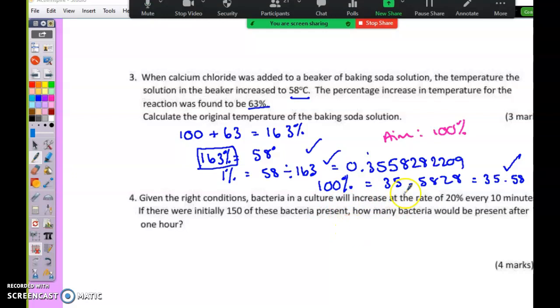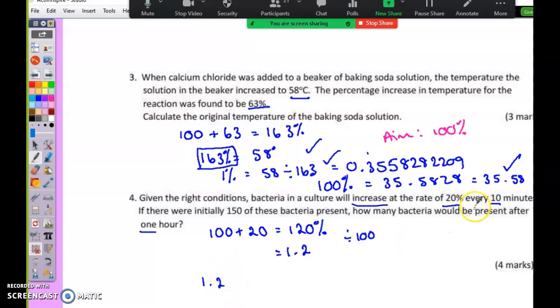Given the right condition, the bacteria is going to increase 20% every 10 minutes. They're initially 150. How many are present after 1 hour? Okay, so we're increasing by 20%, so I'm going to add it on. So we've got 120%. If I divide that by 100, that gets me as a decimal. So my decimal is 1.2. So I want to do 1.2.